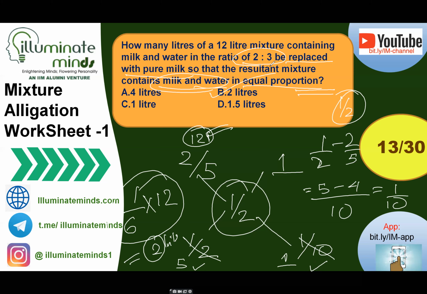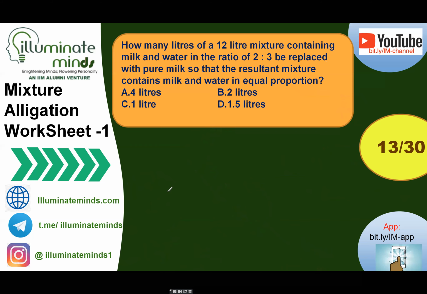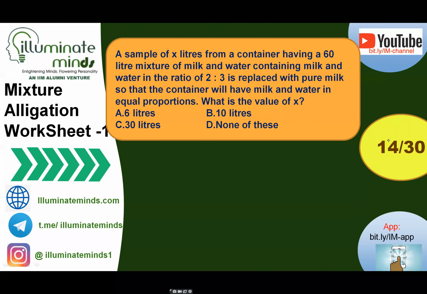I hope this is okay, guys. So this should be okay. So 5 is to 1, so 1 by 6th part needs to be replaced of 12 to reach this equation. Fine, guys. Okay. Next one is question number 14. So slowly and steadily we are moving to the difficult ones.